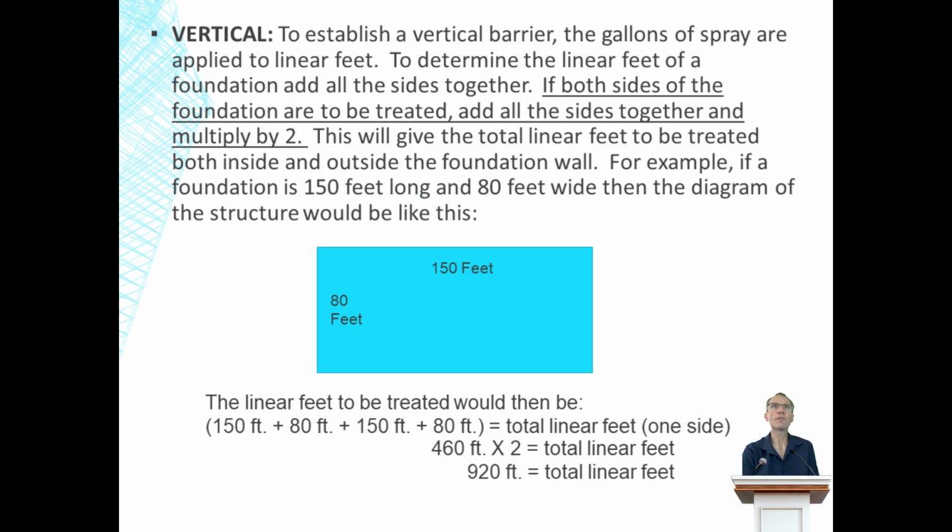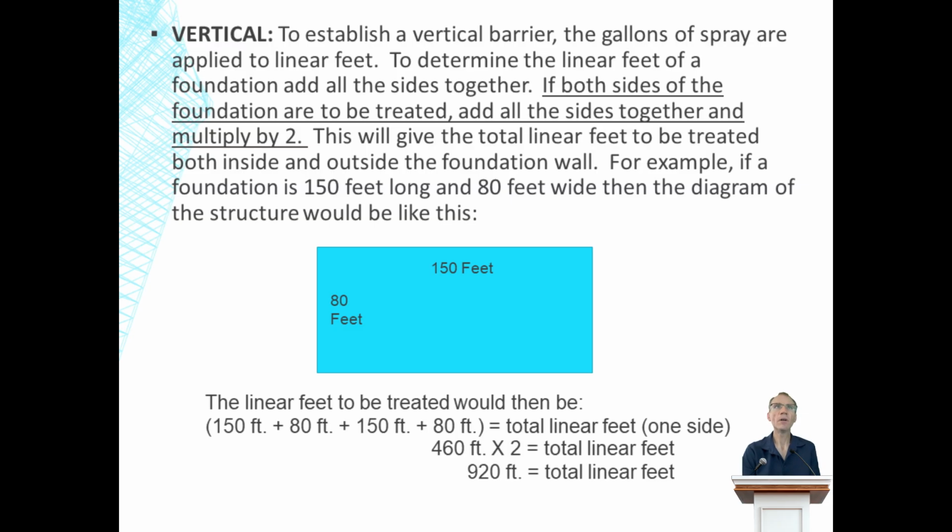To establish a vertical barrier, the gallons of spray are applied to linear feet. To determine the linear feet of a foundation, add all sides together. If both sides of the foundation are to be treated, add all the sides together and multiply by 2. This will give the total linear feet to be treated both inside and outside the foundation wall.